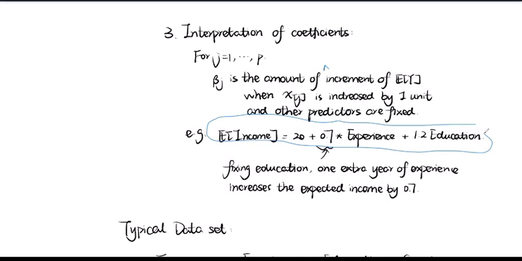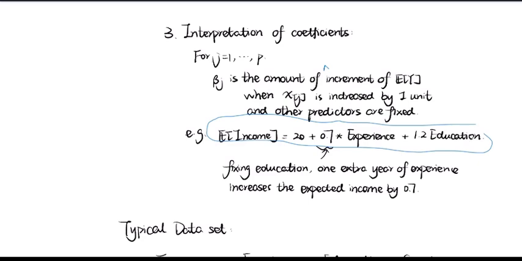After controlling for years of education, for any unit increase in experience, there will be, on average, a 0.7 increase in income. Does that make sense? That's what it means.